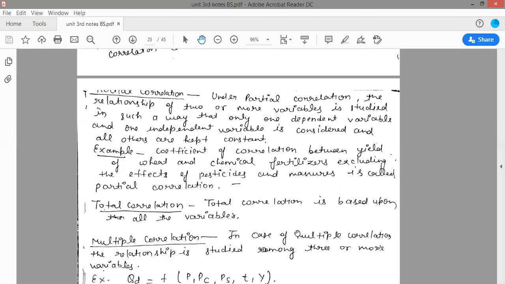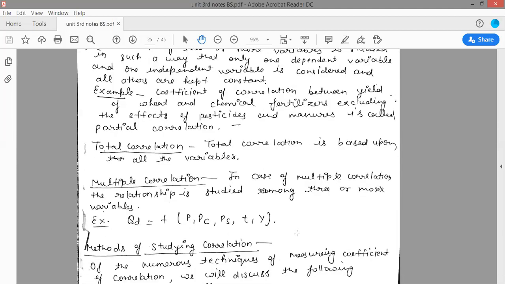So total correlation is based on all the variables. We can see here that total means our correlation will be based on all of them, on all the variables, and will depend on all of them.